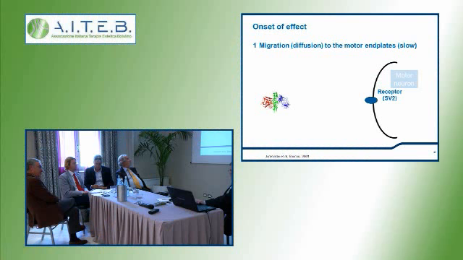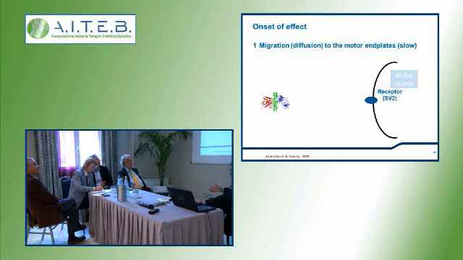Okay, this is only a little bit of theory about the onset of effect, what really determines the onset. We have a couple of different steps until you really see the effect of the neurotoxin. The first is the migration or diffusion to the motor end plates. So the neurotoxin has to find the receptor on the motor end plate on the neuron. And then we have the other steps, binding to the receptor.